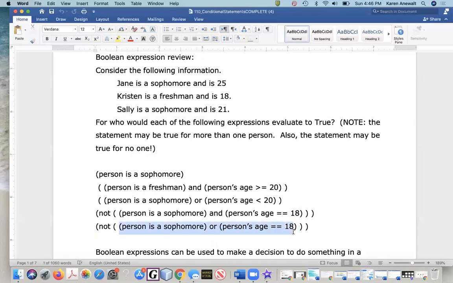Finally, if we evaluate this with Sally, Sally is a sophomore, that part is true. She's not 18, that part's false. However, she meets at least one of these two criteria for the inner compound conditional. That means the inner conditional is going to return a true value. And then when we take the not of that to get the inverse value, we'll get a false. So this gave a false result for absolutely everybody in our student pool.